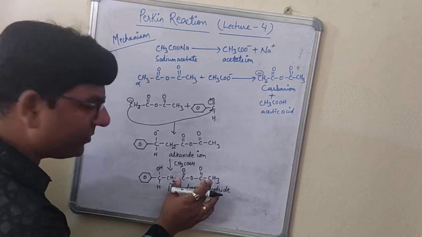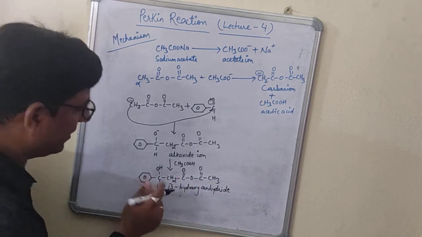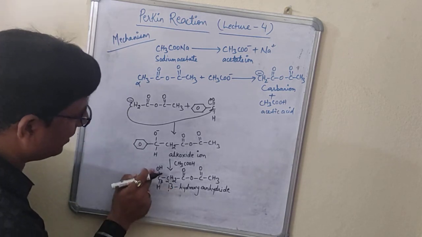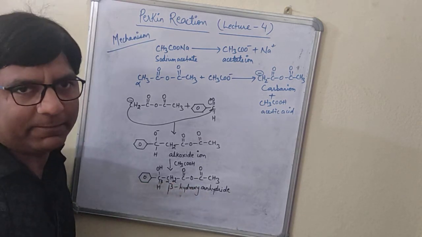This is the anhydride group, right? This is the alpha carbon and this is the beta carbon. Okay, this is the alpha and this is the beta. And on beta there is the OH group. That's why we have written beta hydroxy anhydride.